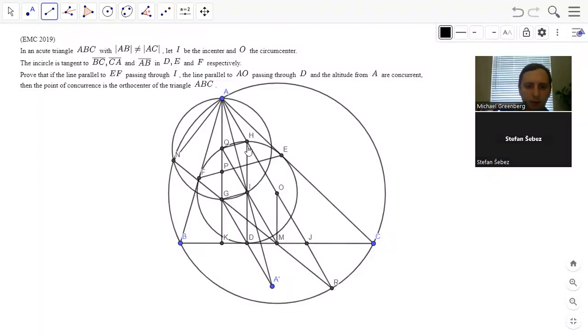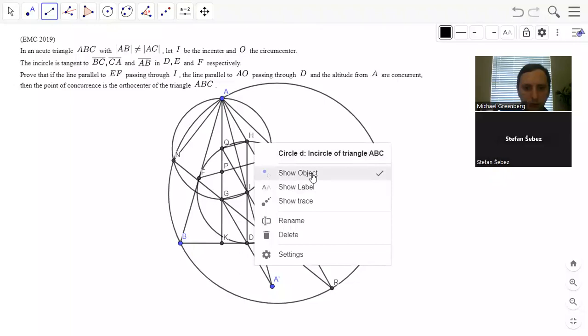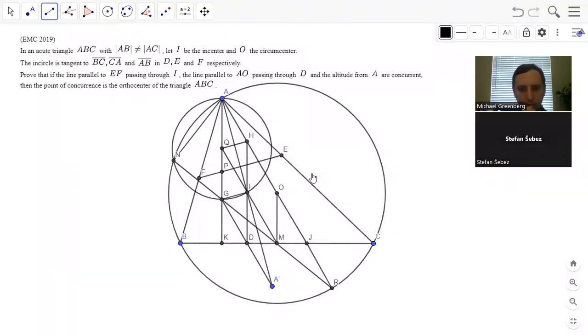So if we hide this circle, you said we know that ID equals IH. I'm trying to remember how we know that. Because DA prime and AH are parallel. Okay. Wait, so this equals this, and then we take two parallel lines. Okay, so that's where we use that fact. I think this is enough to solve it.